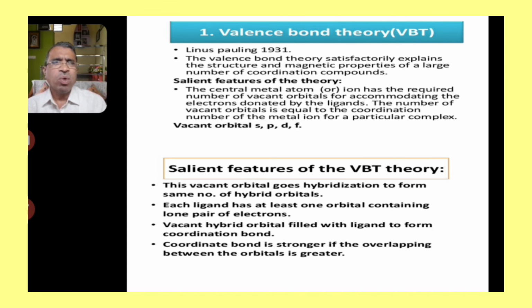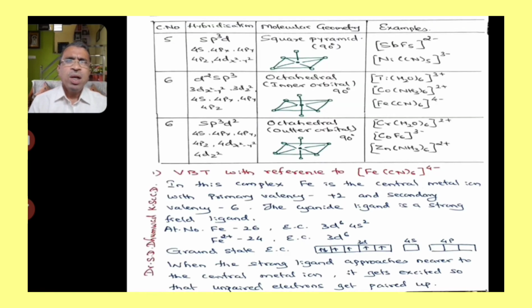The salient features of valence bond theory, I have given in just 4 points. These vacant orbitals undergo hybridization to form the same number of hybrid orbitals. Each ligand has at least one orbital containing a lone pair of electrons. Vacant hybrid orbitals are filled by the ligands to form coordinate bonds. A coordinate bond is stronger if the overlap between the orbitals is greater. Now, once you know the valence bond theory, we have to apply it to various coordination compounds or ions.